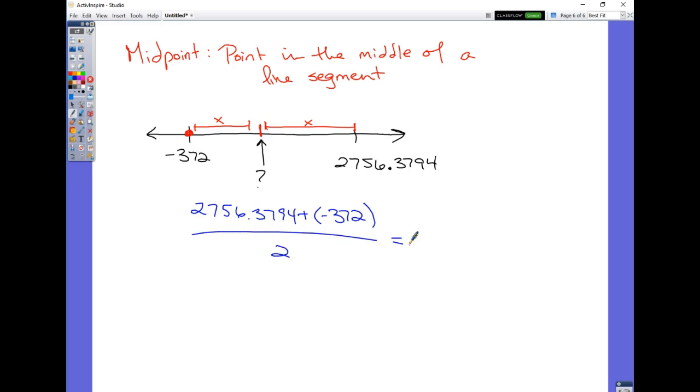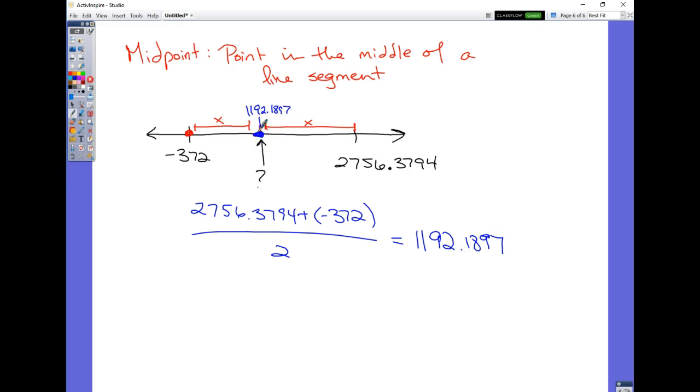If we do that with our calculator, because I don't really want to do it in my head since it's kind of late, 2,756.3794 minus 372 divided by 2, we find out that the point is going to be 1,192.1897. That's this spot right here.